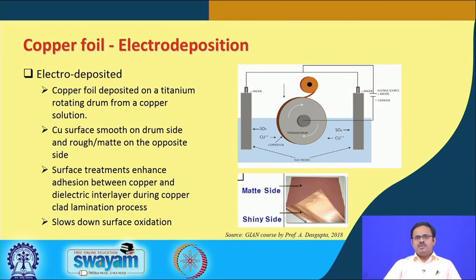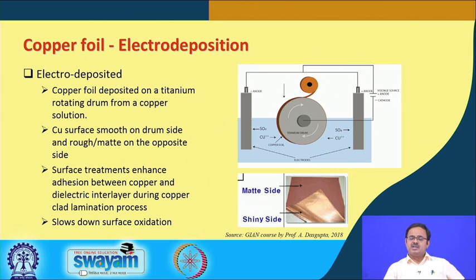Now, how is this copper deposited? Because of the electrolytic process. As it gets deposited on the drum, the side that is deposited on the drum surface is a smooth side, and the side that is exposed to the electrolyte becomes slightly rough. So, if you look at the surface finish, one will be a shiny smooth finish, the other will be a little rough or matte finish.